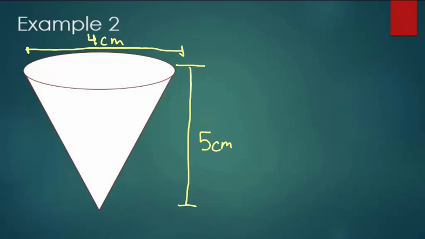So now we can get into the good stuff. We're going to find the volume of this cone now, a 3D shape. There's also a pretty easy formula to calculate this volume as well: pi r squared h over 3.